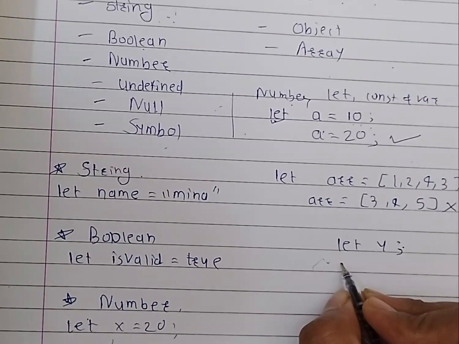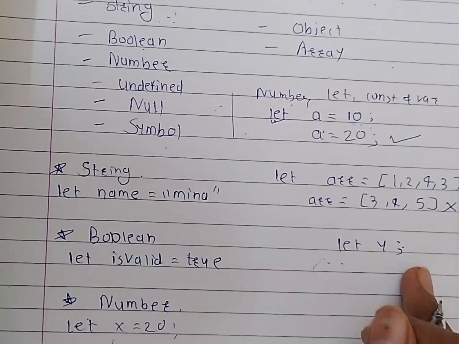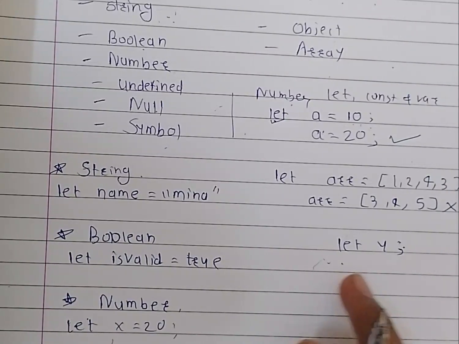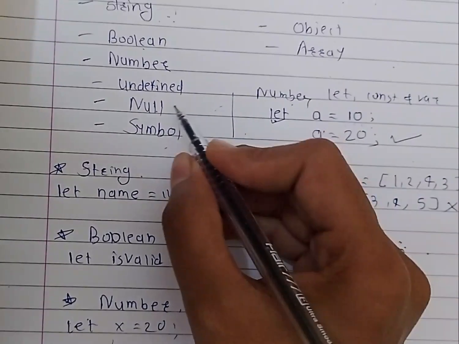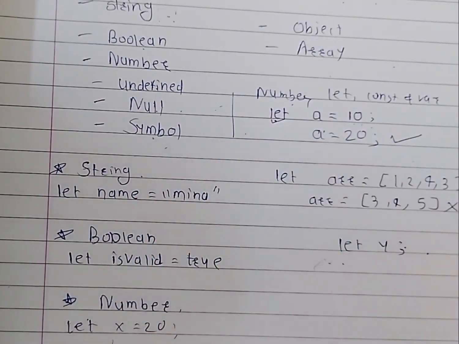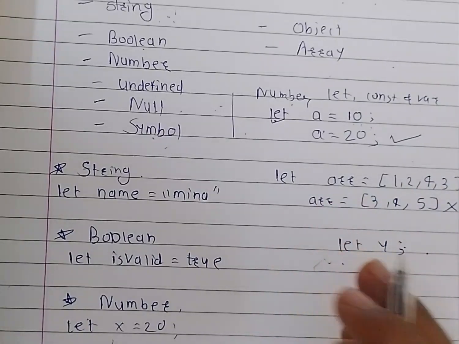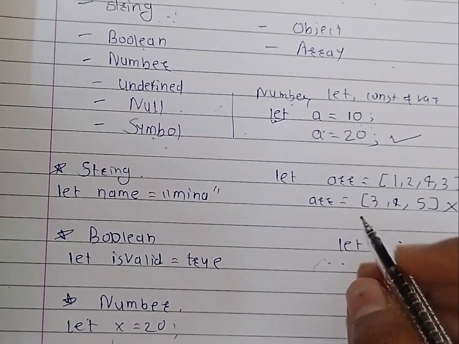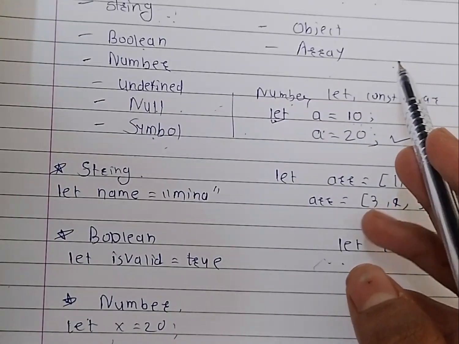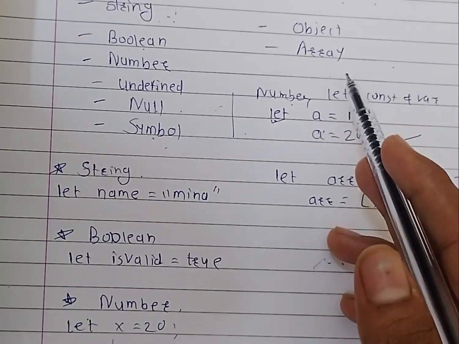Null stores the falsy value, and typeof null is object. It's a bug in JavaScript. And typeof undefined is undefined. And symbol is a primitive data type which is used for encapsulation and hiding data, which was introduced in ES6. And then the non-primitive data types are object and array.